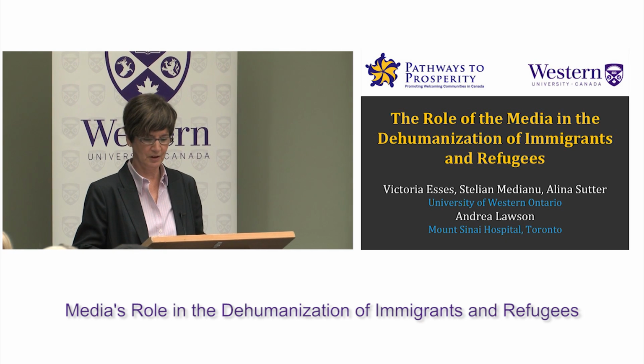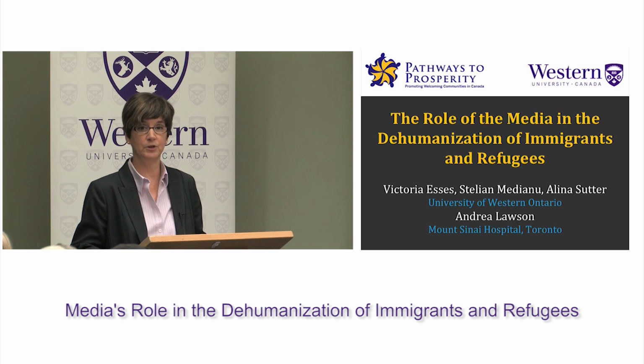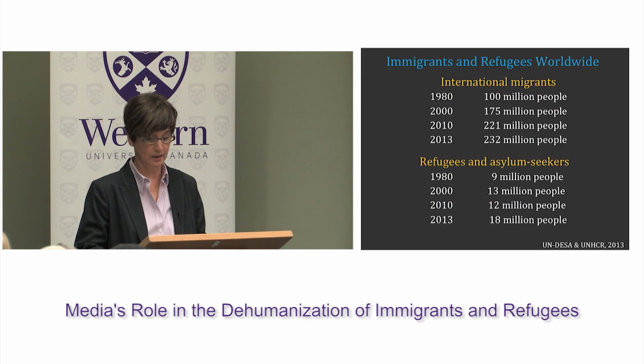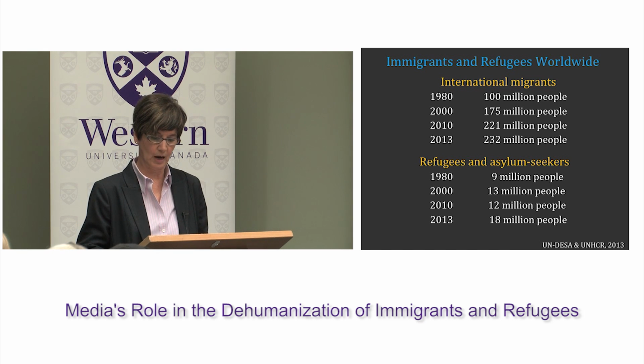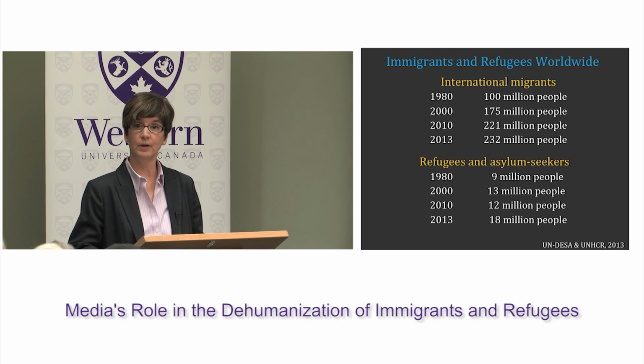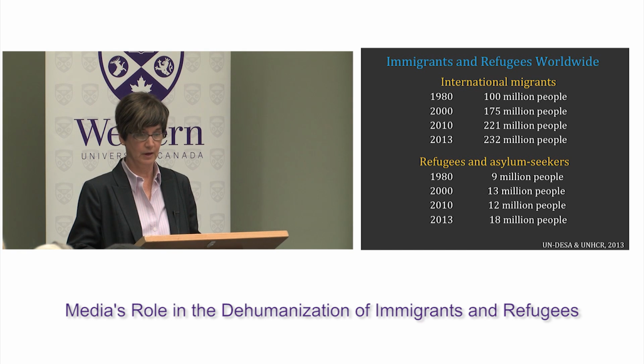Let me talk about the numbers of immigrants and refugees worldwide. What you can see here is that from 1980 to the present day, the number of people who are living outside their country of birth has more than doubled. In 1980, there were about 100 million people who were considered to be international migrants. In 2013, that number was 232 million people.